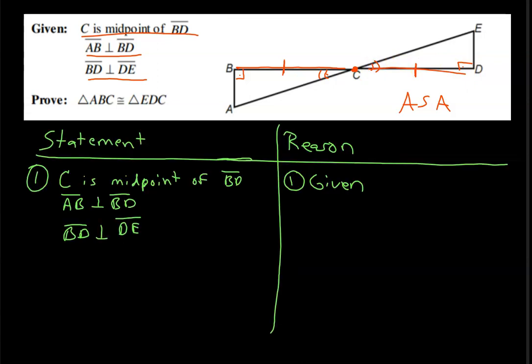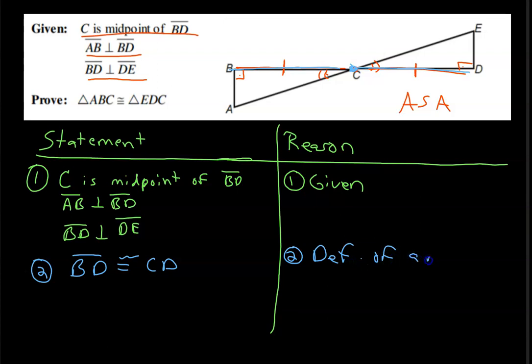Alright, so we wrote down our given information. The information that we figured out using our given information was that BD was congruent to CD. The reason we said that was it was given that C was a midpoint. So I can say that BD is congruent to CD, and that reason is definition of a midpoint.